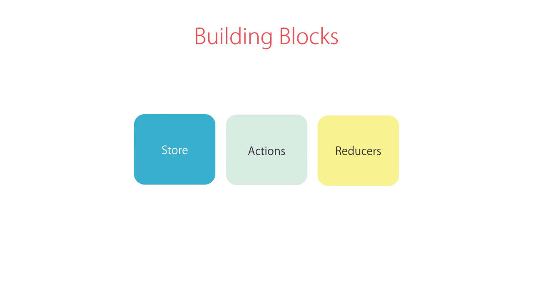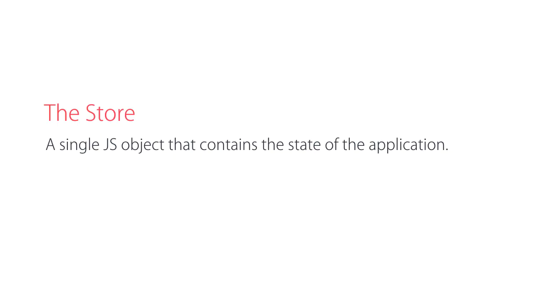In Redux, we have three pieces: the store, actions, and reducers. Let's explore these one by one. The store is a single JavaScript object that contains the state of the application. You can think of it as a local client-side database.